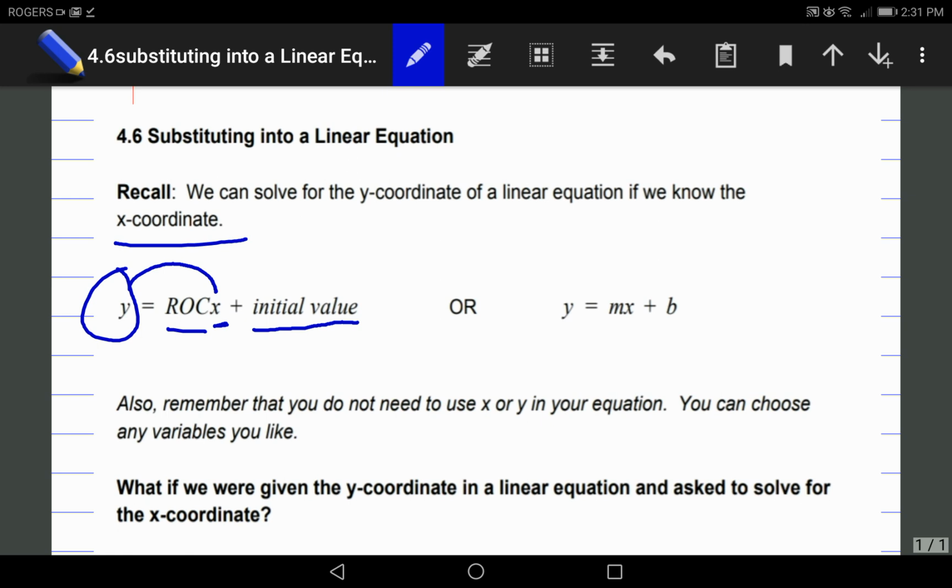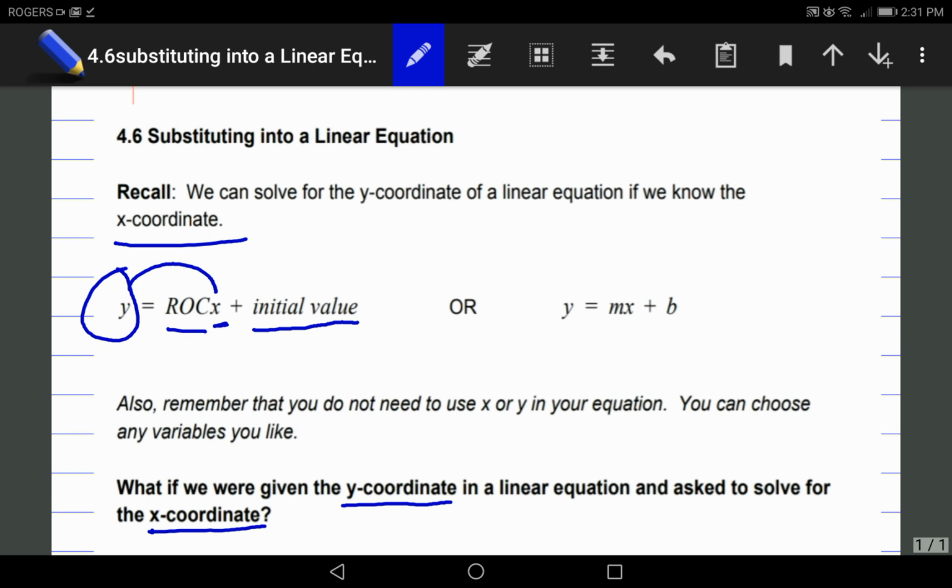What if we were given the y coordinate in a linear equation, and this time we're asked to solve for the x coordinate? We haven't done that yet. We have solved for y. Like every time we use a table of values, we're basically solving for y, right? We make up the x's, we substitute them into our equation, and we get y. But what if now we're given y and we need to find x?